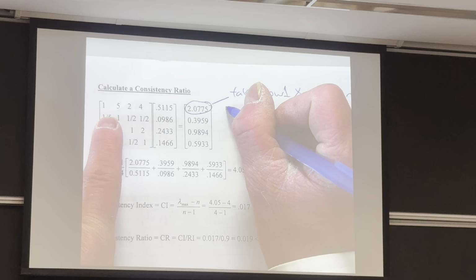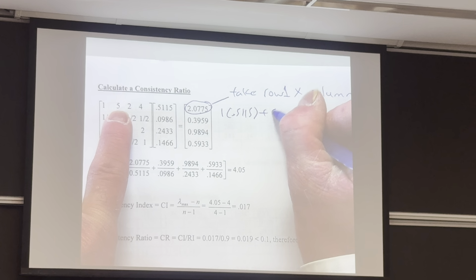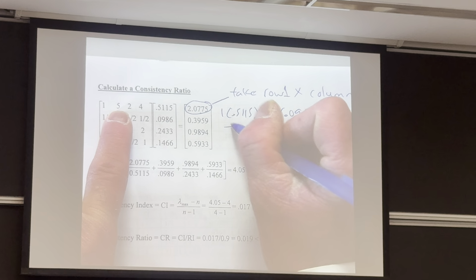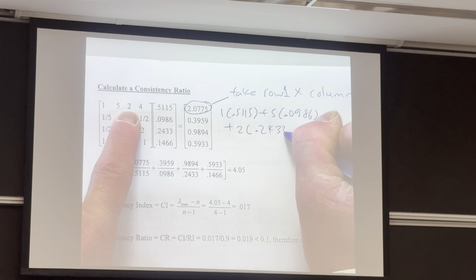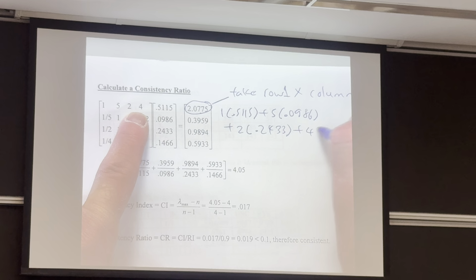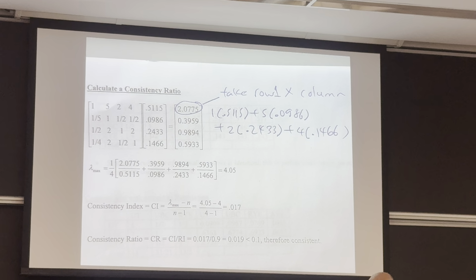And so this would be 115, 50986, and 2433, and then 41466. And then of course the second value, you will take the row 2 and times the column, right?